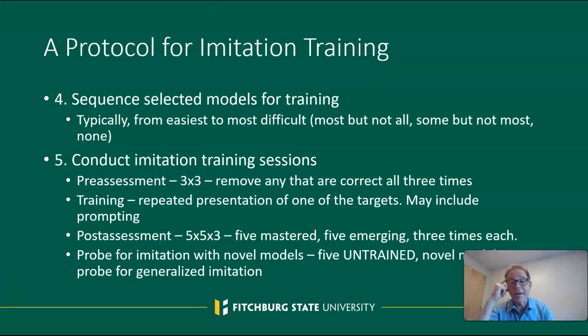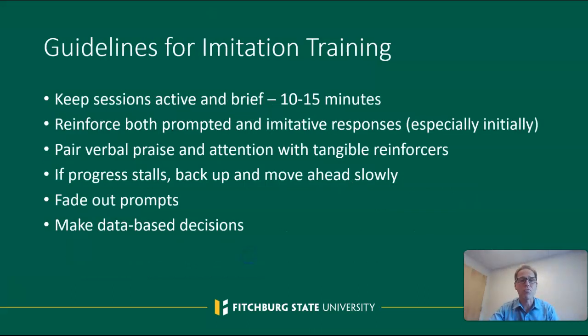And then Cooper also suggests probing for imitation with novel models. So taking 5 models that have not been trained at all, that potentially the learner has not been exposed to at all, and probing those. Specifically, what we're doing there is we're probing for generalized imitation. Because again, ultimately the goal is to get our learner to a point where they're not just imitating things that we've trained them to imitate, but whenever someone does something, they're able to imitate that, even if it's something they've never seen before. That's really the goal with generalized imitation.